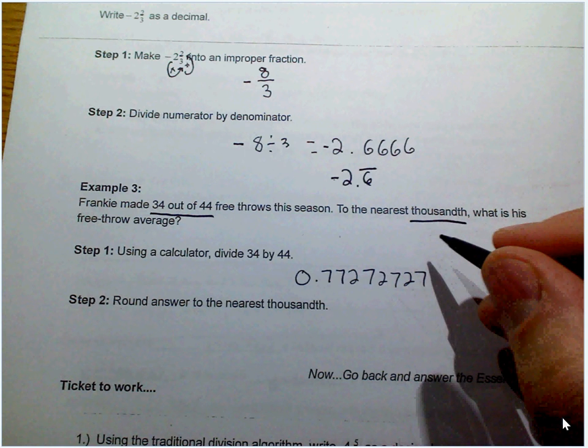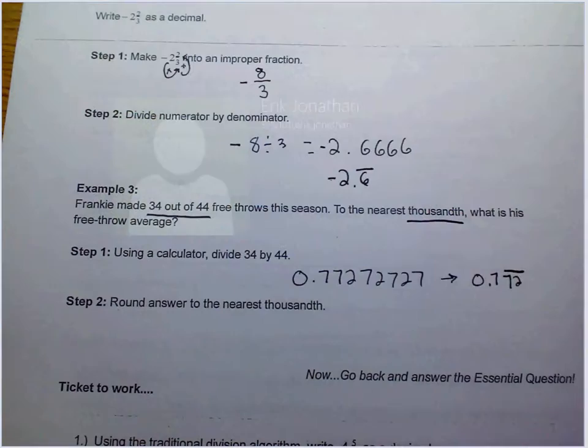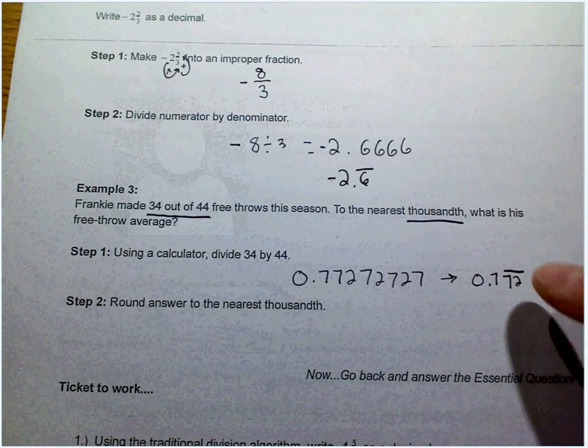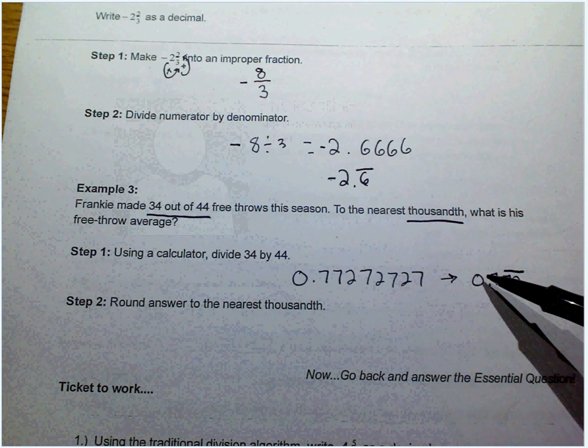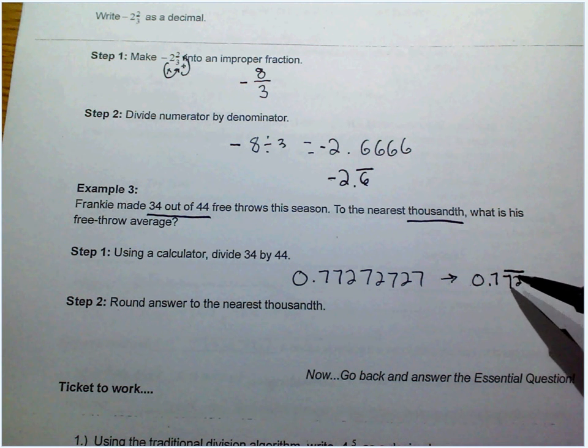We get 0.772, and our bar notation is there. Okay. So we have 772 thousandths with the bar going over the 7.2.